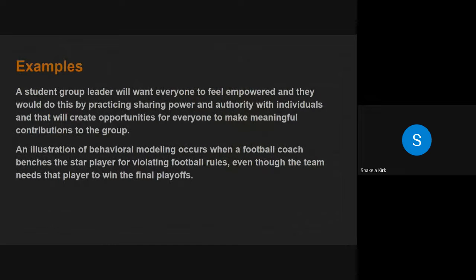We have an example. A student group leader will want everyone to feel empowered, and will do this by practicing sharing power and authority with individuals, so that it will create opportunities for everyone to make meaningful contributions to the group. Another illustration of behavioral modeling occurs when a football coach benches a star player for violating team rules, even though the team needs that player to win the final playoffs.